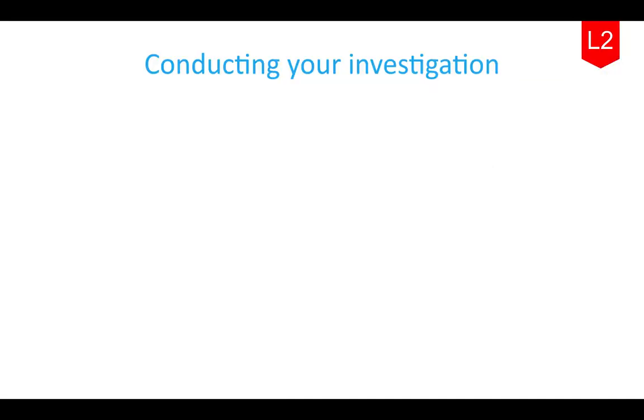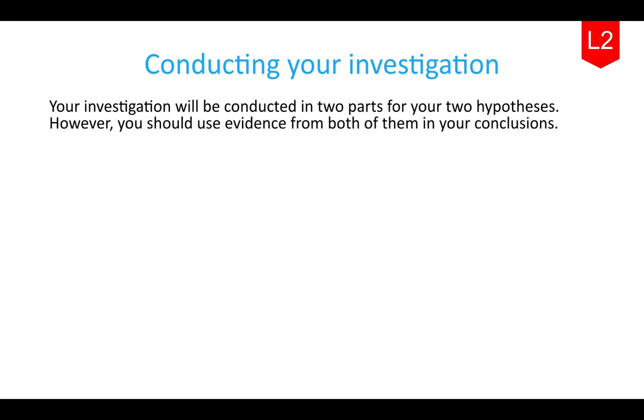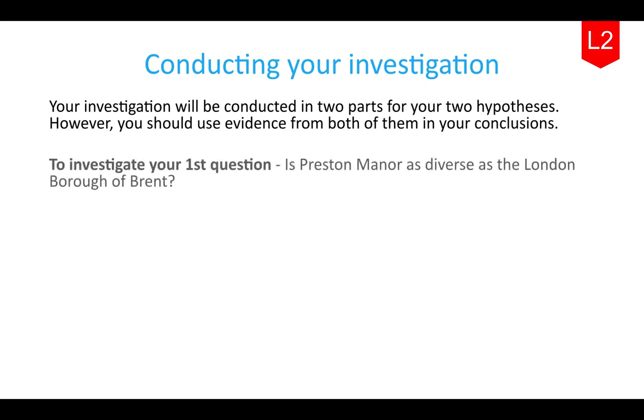Back in lesson 2, we said we would conduct our investigation in 2 parts for our 2 hypotheses. Our first hypothesis was to investigate whether or not Preston Manor is as diverse as the London Borough of Brent. In order to do that, you can't just go around asking people, is Preston Manor diverse? That's not good enough. It's not very concrete or reliable information just to ask people's opinions.